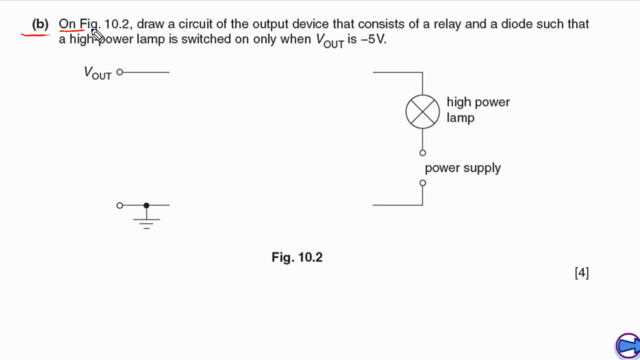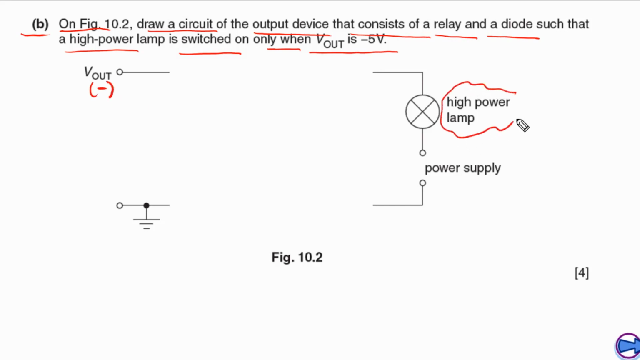For part B on figure 10.2, we need to draw a circuit of the output device that consists of a relay and a diode such that a high power lamp is switched on only when V out is negative 5 volts. It simply means that when V out is negative, this high power lamp has to be on, and when V out is positive, this lamp has to be off. This is the condition given to us, and based on this condition we need to draw the circuit. In the circuit we simply need to draw a relay and a diode.